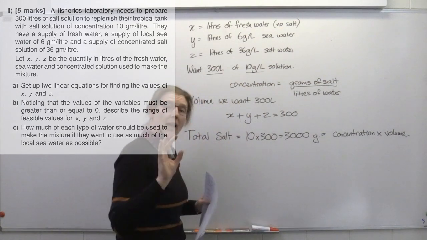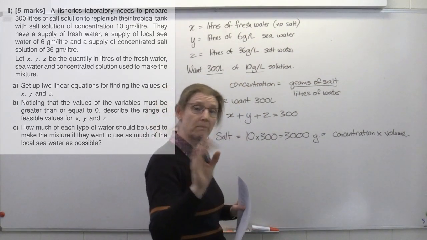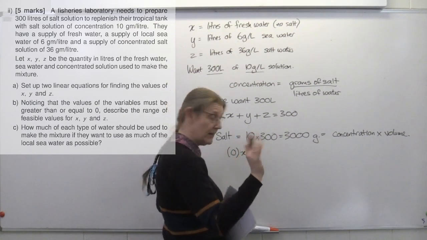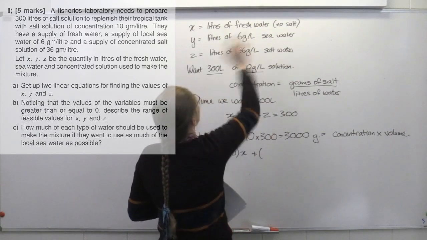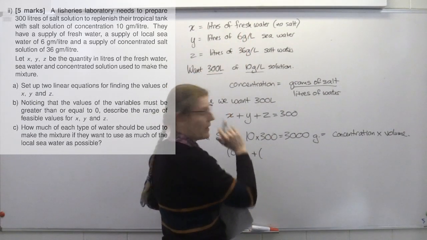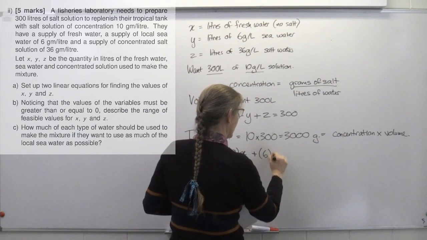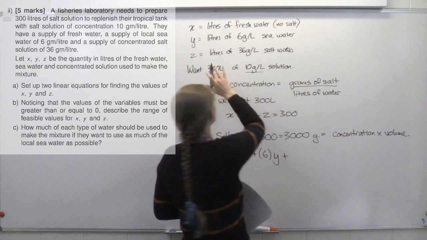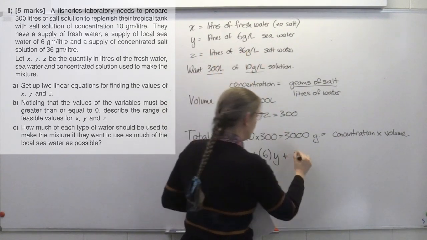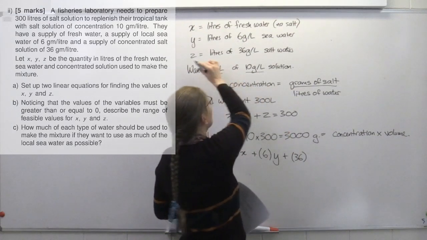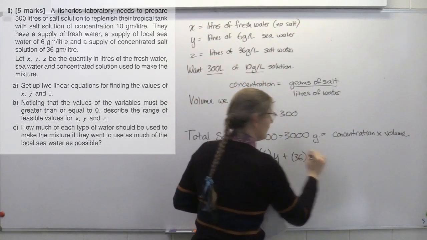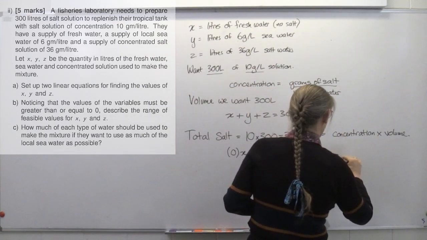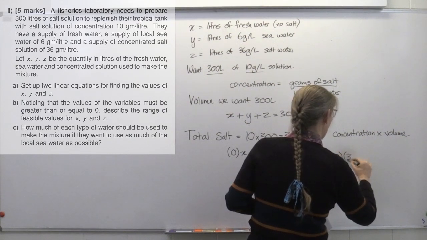So how much salt do we have in the fresh water? The concentration of salt in fresh water is 0, and we've got X litres of it. We've got then Y litres of 6 grams per litre seawater, so that's 6 grams every litre times Y litres of seawater, plus then 36 grams for every litre of salt water, and we've got Z litres of salt water. So that is going to be our 10 grams per litre that we want for our 300 litres.